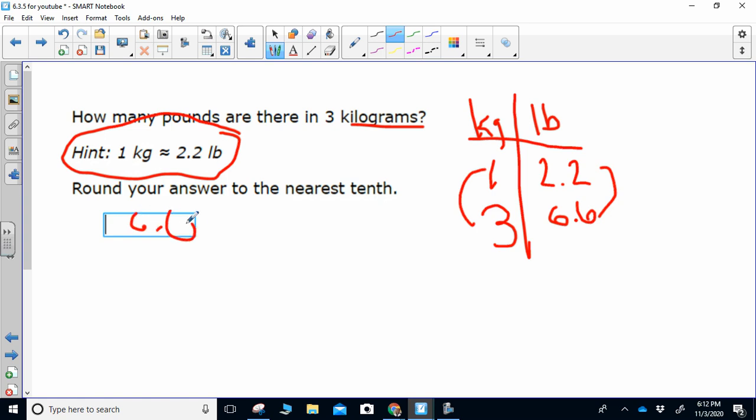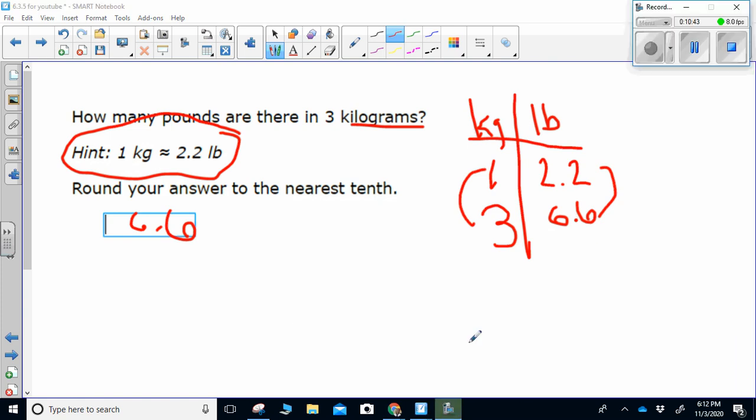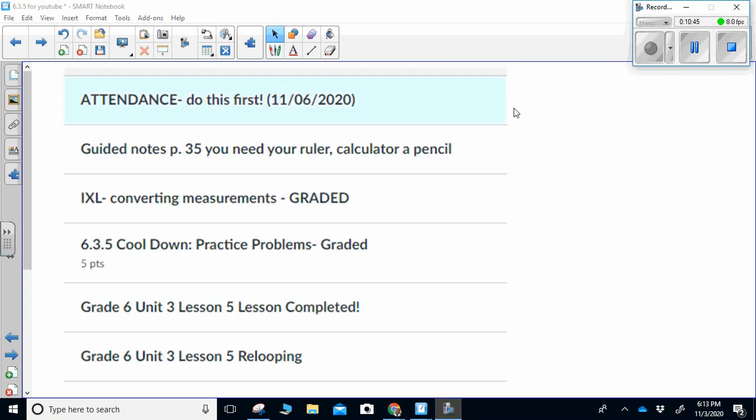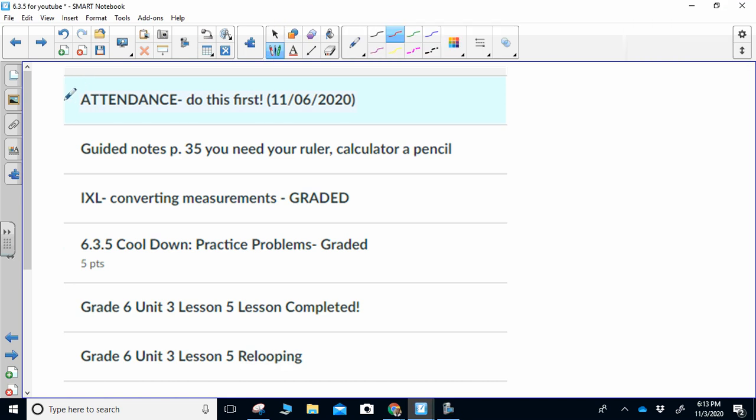So today for class, make sure you've taken care of all of this. You should have already filled out a Google form for attendance. These were the notes that we're just finishing up now. This is the IXL I just talked about, and then you're going to do your cool down, which is these 5 questions.